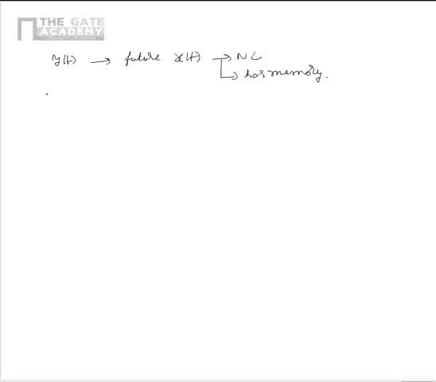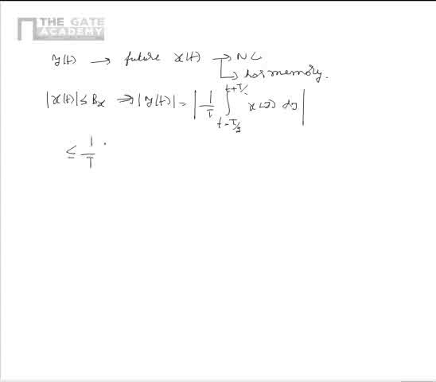Also, to prove the stability of the given system, let us assume that the input is bounded, that is mod of x of t is less than or equal to bx. From this, we can show that mod of y of t is equal to mod of 1 by t integral t minus t by 2 to t plus t by 2 x of tau d tau. So this is less than or equal to 1 by t integral t minus t by 2 to t plus t by 2 mod of x of tau d tau.